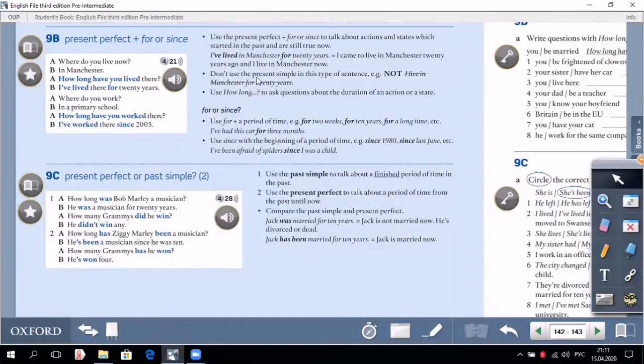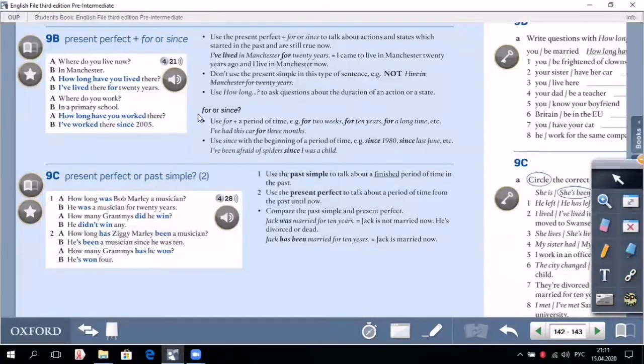Don't use the present simple in this type of sentence. "I live in Manchester for 20 years" is a wrong sentence. Don't use these kinds of sentences in your speech. And use "how long" to ask questions about the duration, the time, of an action or a state.